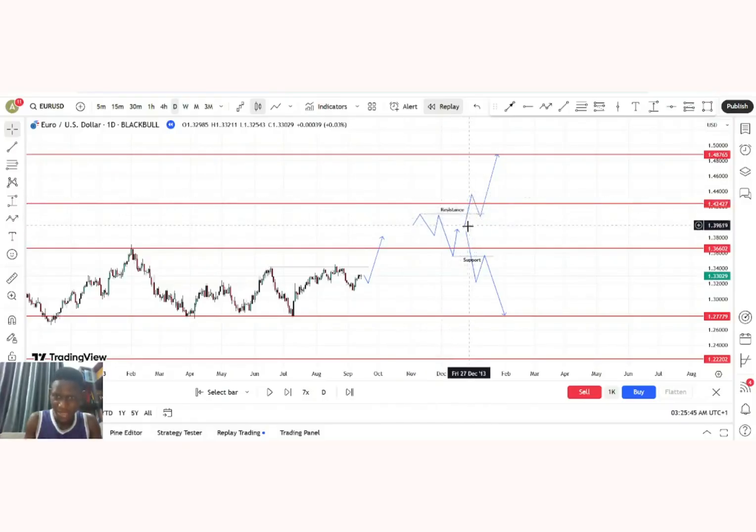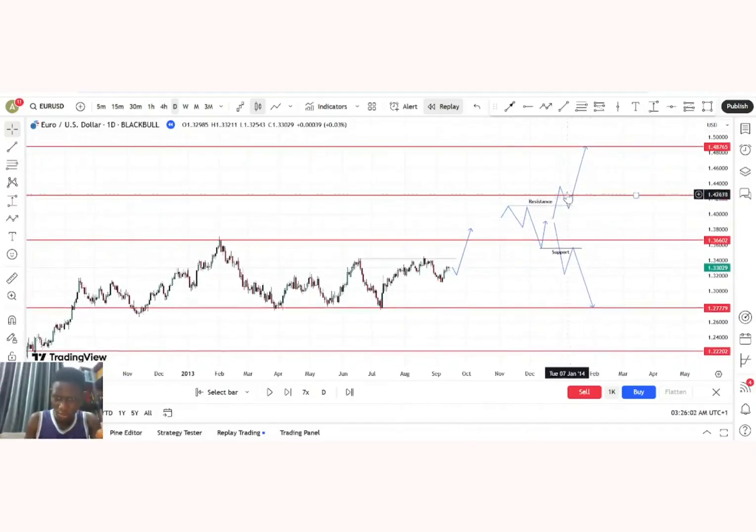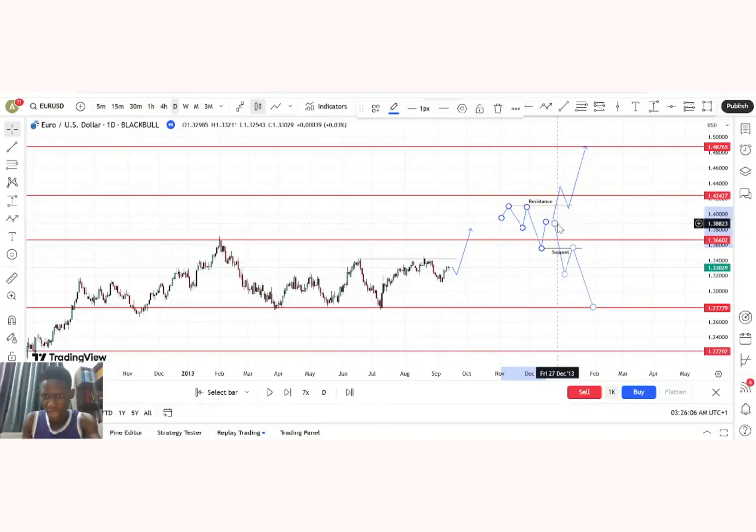Past resistance and past support levels will automatically become a support and a resistance, respectively, right? Which I explained. When the resistance is broken, it becomes a support, and when the support is broken, it becomes a resistance. So just take this very importantly. All right, let me clean this.